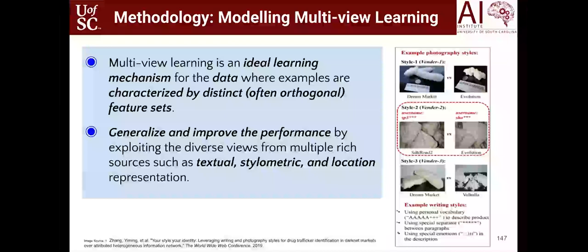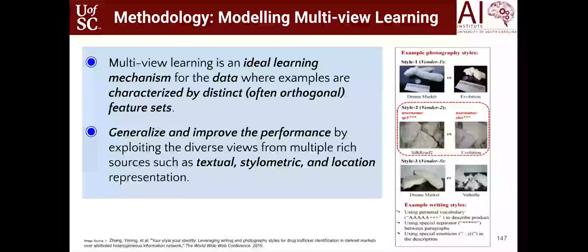In our case, we capture different views of a vendor by exploiting their textual content, which is mostly available in their description, such as stylometric features by which we can understand their writing style. For example, in the figure on the right, at the end of the example writing style, you could see that a vendor could use their personal vocabulary to describe a product, or use a special separator or emoticons that could digitally fingerprint them.